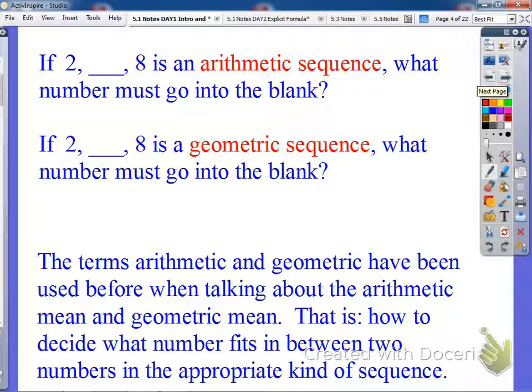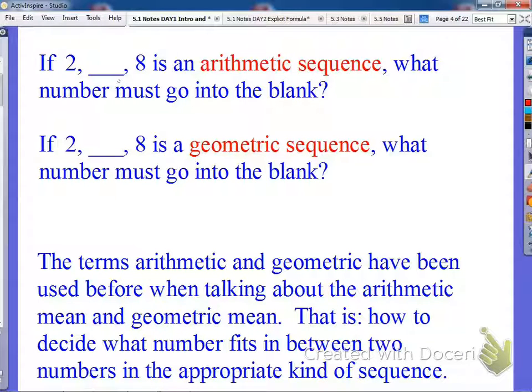So I'm giving you an arithmetic sequence right here. Arithmetic sequence. 2, something, 8. All right? So what goes in between those two numbers if it's an arithmetic sequence? Everybody think about it. Okay, I've got one suggestion of 4. Is it 4? Okay, what do you think? 5. Maybe it's 5. What do you think? 5. 6. Okay, let's find out.